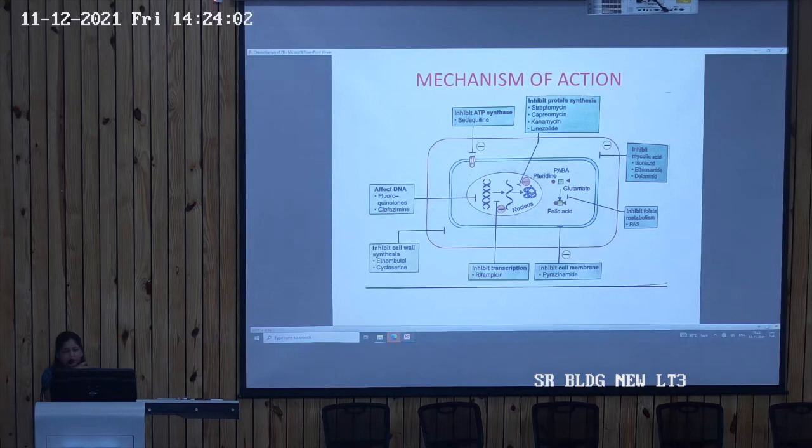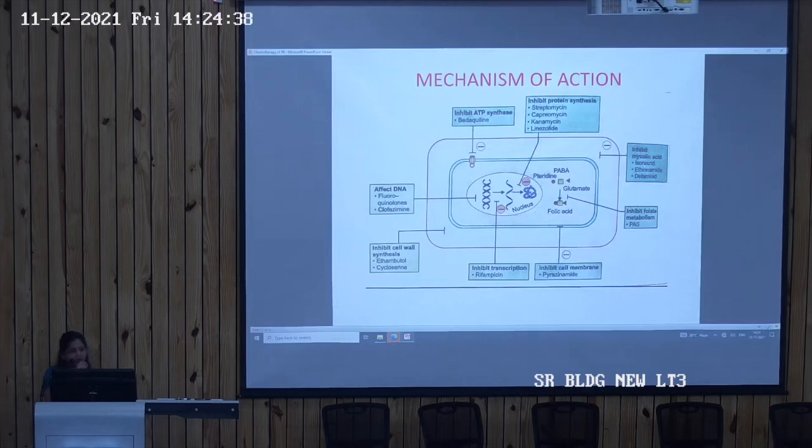Inhibiting protein synthesis, all these aminoglycosides, they inhibit protein synthesis. Inhibiting the mycolic acid synthesis, that is isoniazid, ethionamide and delamanid. They all inhibit the mycolic acid synthesis. So that's why if there is resistance to isoniazid, you see cross resistance with ethionamide, or you can see it with delamanid also. But usually with resistance to isoniazid, cross resistance is seen with ethionamide.